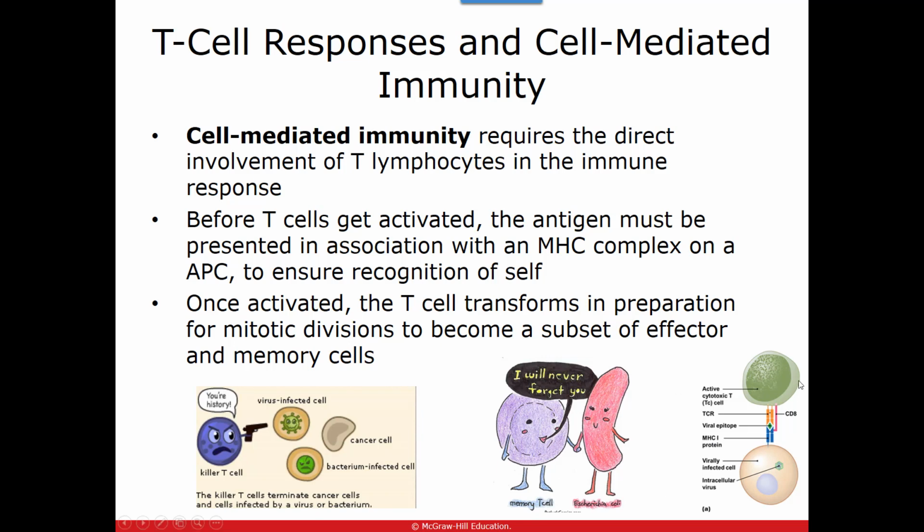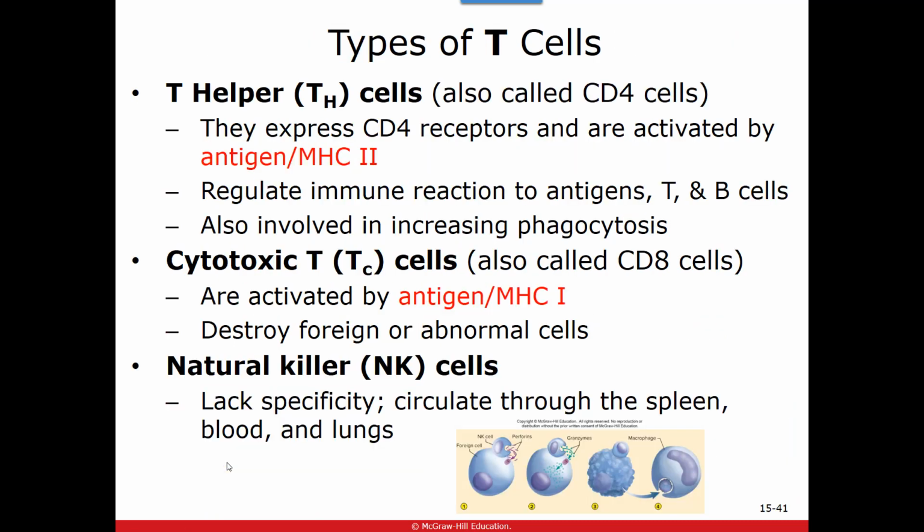Now, once activated, again, it's going to make copies of itself, and it can become effector cells to go kill or go help, depending on what kind of T cells, and it can make memory cells. Now, there are several different types of T cells. The T helper cells, also called your CD4 cells, they're activated by the MHC2. Your T helper cells are activated by the MHC2.